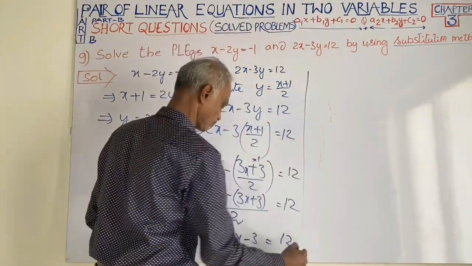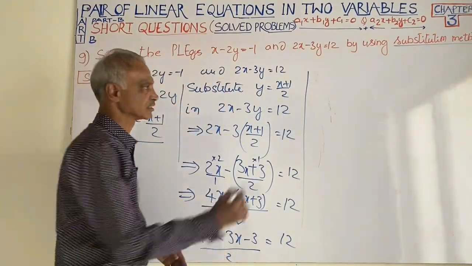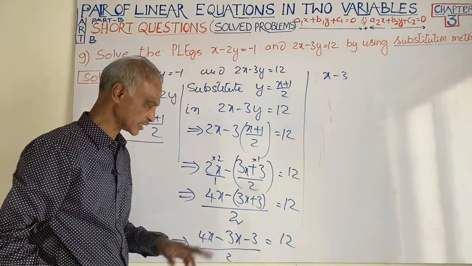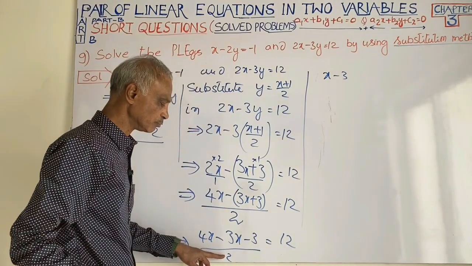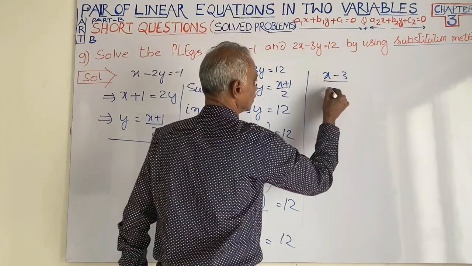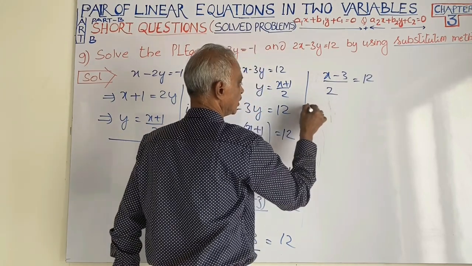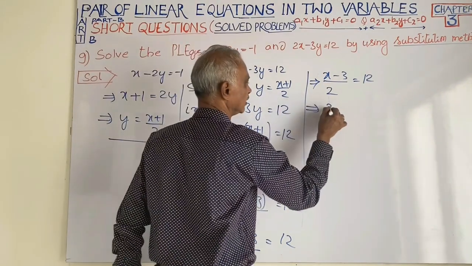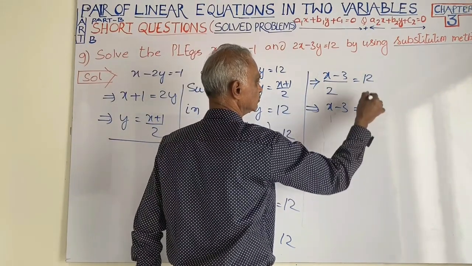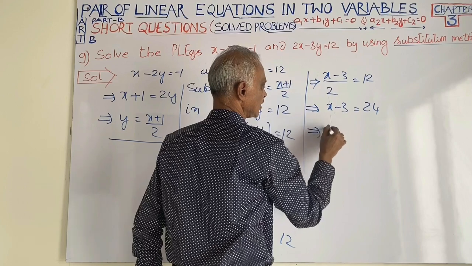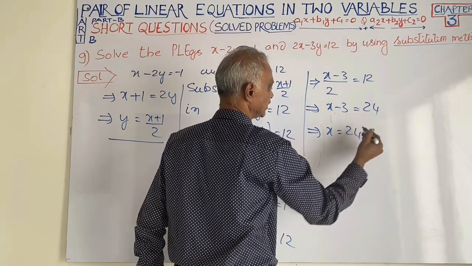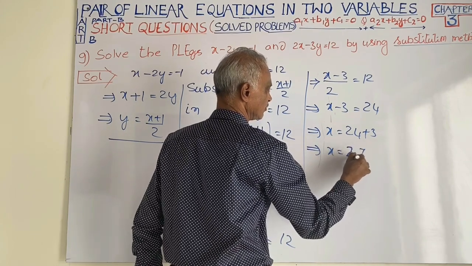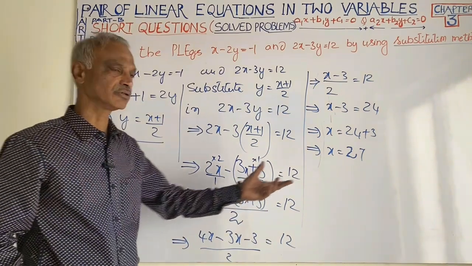Now next, see 4x minus 3x, x minus 3, by 2 is equal to 12. Cross multiplication: x minus 3 is equal to 2 into 12, 24. What is the value of x you have? 24 plus 3. The value of x is 27. You will have x is equal to 27.